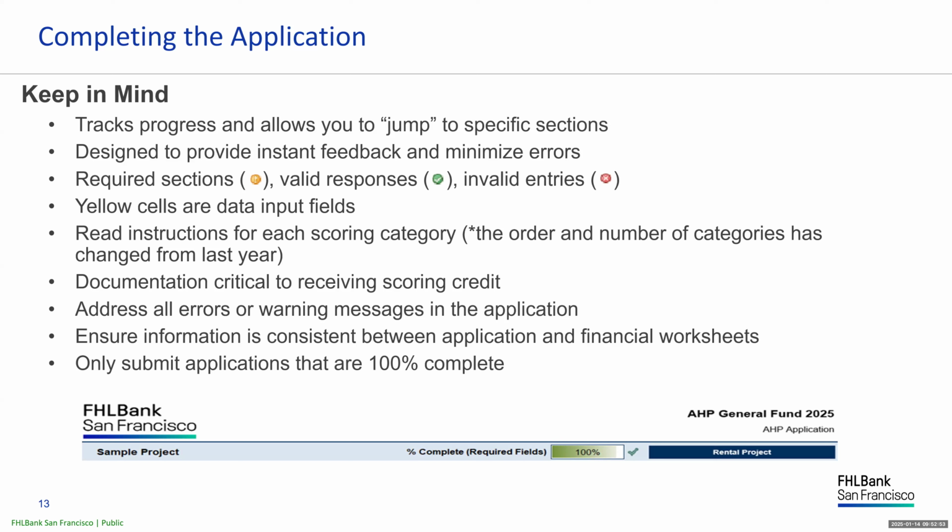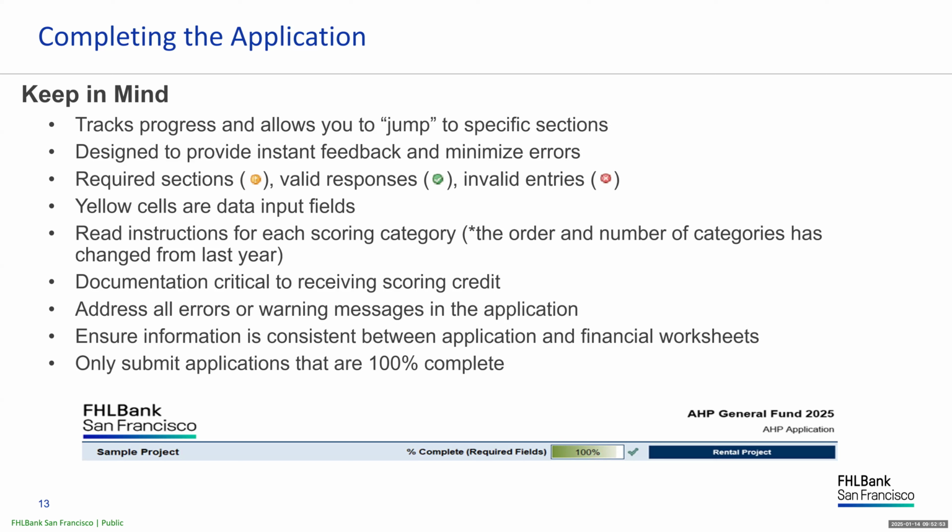Make sure that the information is consistent. For example, the targeting in the application should match the targeting in the financial worksheets. Inconsistent information may result in loss of points. Make sure that your application is 100% filled out before you upload your final version. This will be noted by the progress bar at the top of the worksheet. Almost all the questions require an affirmative or negative response, even if the question doesn't apply to your project.